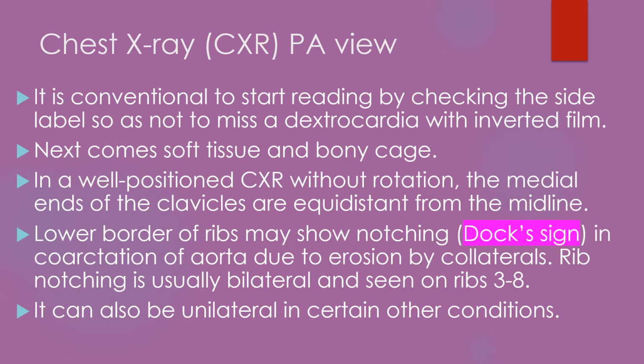It is conventional to start reading by checking the side label so as not to miss a dextrocardia with an inverted film. Next comes soft tissue and bony cage. In a well-positioned X-ray without rotation, the medial ends of the clavicles are equidistant from the midline. Lower border of ribs may show notching, that is known as Dock sign, in coarctation of aorta due to erosion by collaterals. Rib notching is usually bilateral and seen in ribs 3 to 8. It can also be unilateral in certain other conditions.